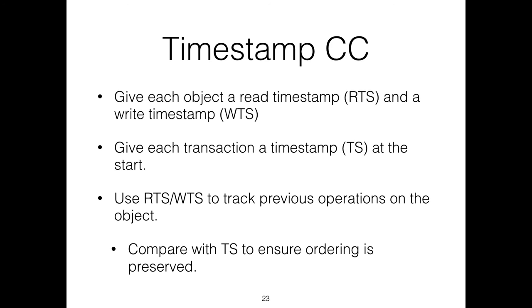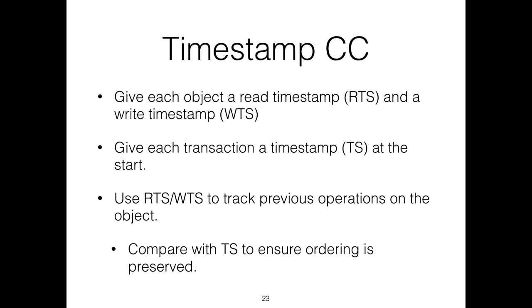The way we're going to do this is for every single object, and again, an object can be a cell, a row, a table, or the entire database, depending on the level of granularity that you care about, and we talked about the trade-offs last class, we're going to give each of these objects a read timestamp and a write timestamp. And then for each of the transactions, we're also going to give them a timestamp.